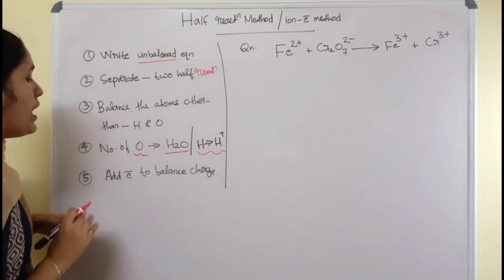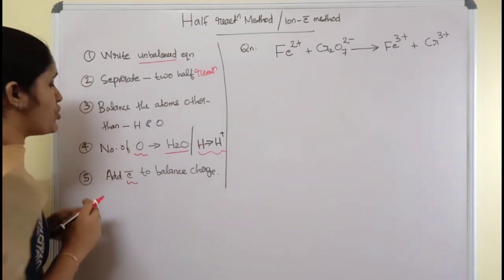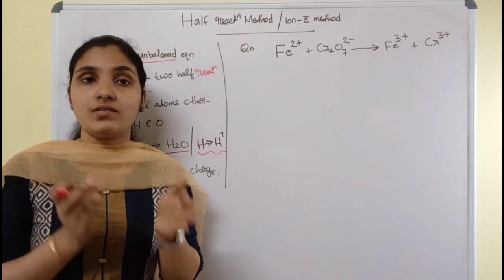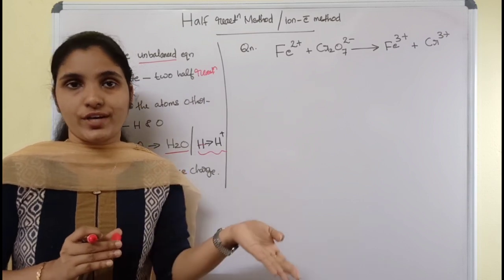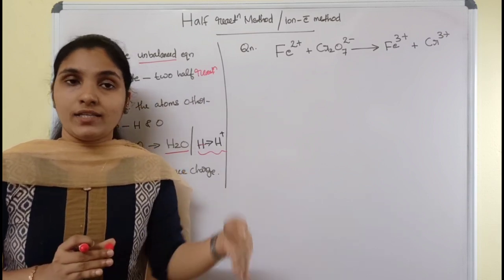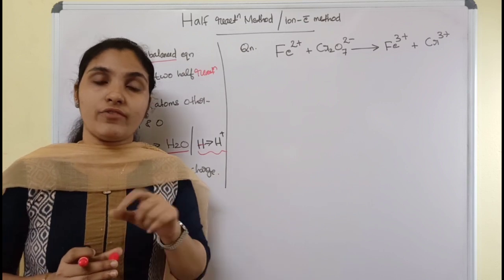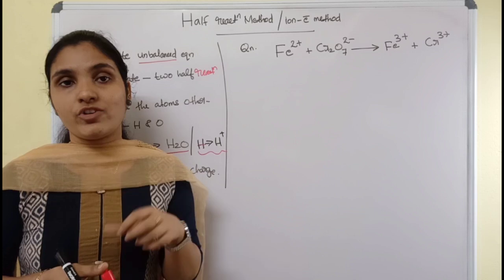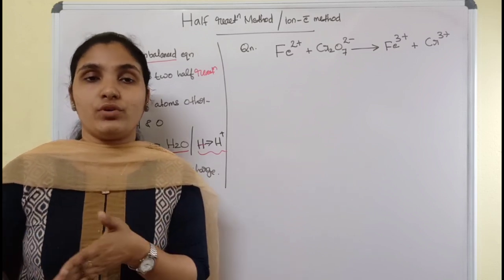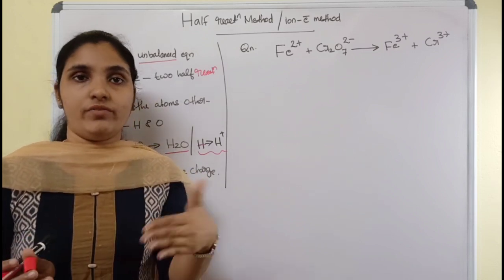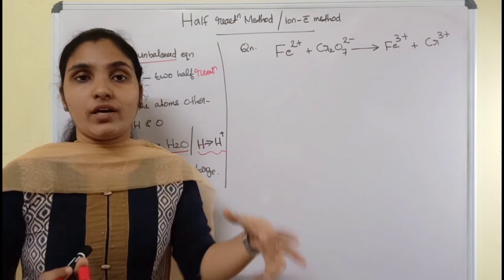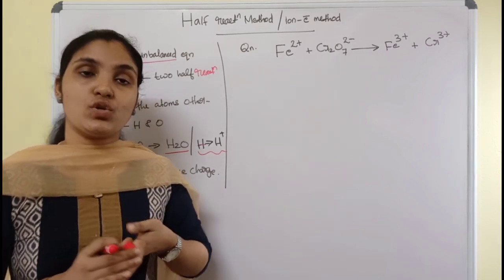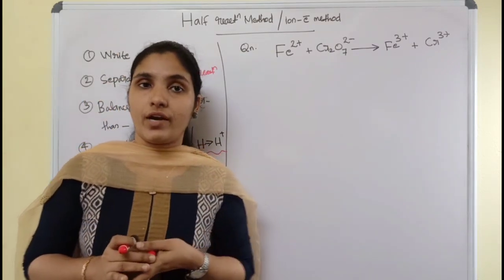And the final step, add sufficient number of electrons to balance the charge. The last step is to calculate the ionic charge. If the charges are not equal, to make the charge equal we can add a sufficient number of electrons to whichever side, right or left, where the charge is not balanced. So these are the major rules of the half reaction method.